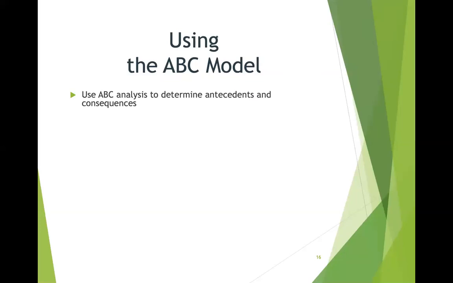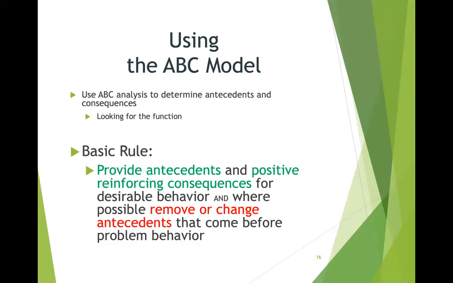So we can use the ABC analysis to determine what those antecedents and consequences are. That helps us to look for the function. And as a basic rule, we want to provide antecedents and positive reinforcing consequences for desirable behavior, and where possible, remove or change antecedents that come before a problem behavior.